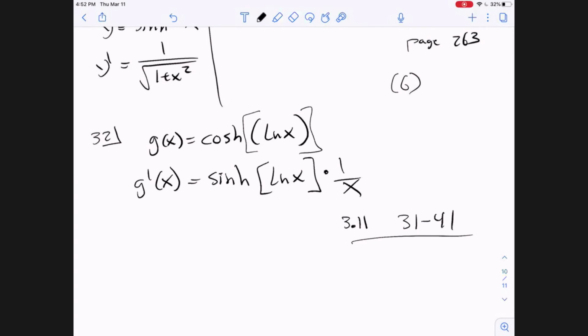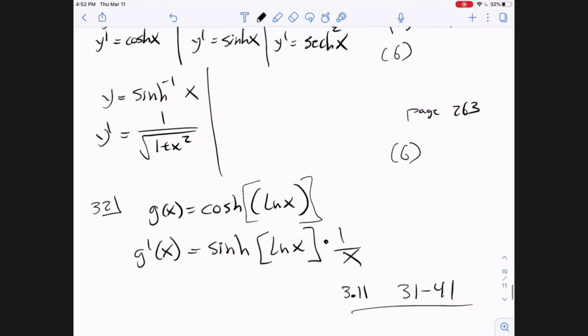But keep in mind, the derivatives of the hyperbolics are different. Remember, when you did the inverse sine function, it was square root of 1 minus x squared in the denominator. This is square root of 1 plus x squared. The other one is much more important for you to remember, okay? This is not as important.